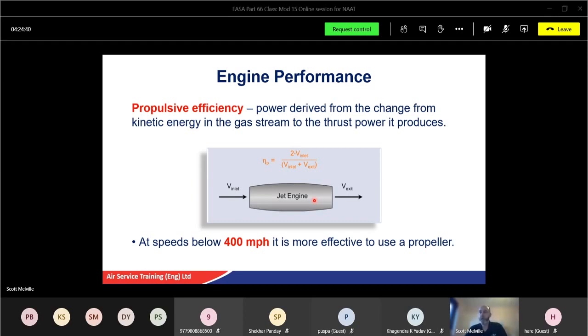At speeds below 400 miles per hour, it's far more efficient to use a propeller. A propeller takes a large amount of air at small velocity. As I said before, a jet engine takes a small amount of air at large velocity. But it's far more efficient at high level and going faster than it is at lower, slower speeds. So basically, propulsive efficiency is a comparison between the useful power derived from the change in kinetic energy of the gas and the thrust power obtained from it.